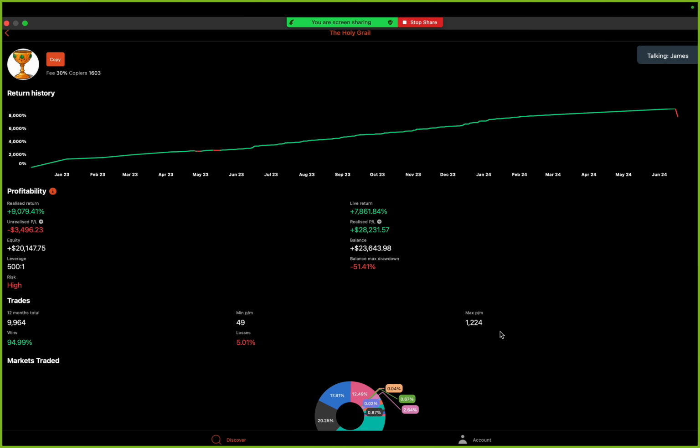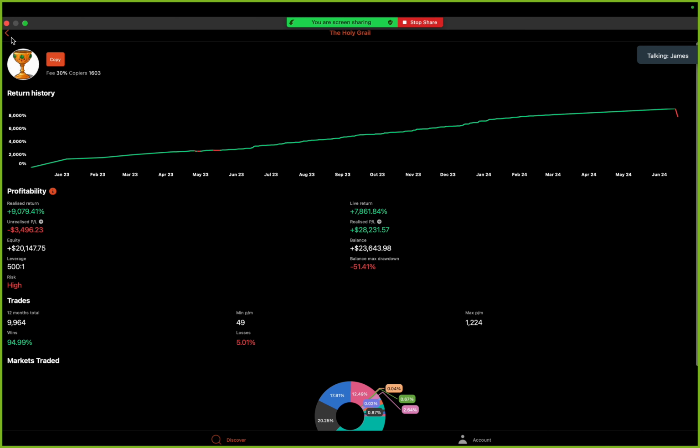Now, this may be a trader that matches your risk appetite. For me personally, the drawdown of 51% is something that I would have to consider. It may have happened one time and never again. It may have been that it's regularly 30, 40, 50% in drawdown. We don't know because we can't see that from this information.